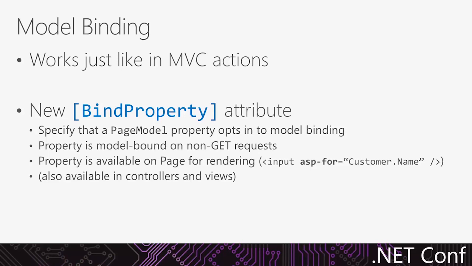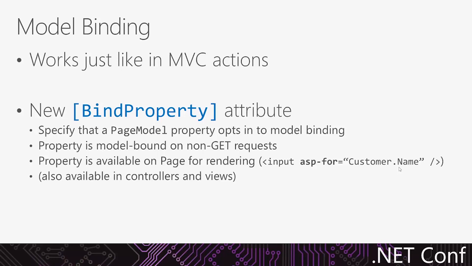Now, one of the reasons why this is handy is that this property is available on the GET request, even though it's not using model binding. And that means that your page can use it for rendering. So you can see in the slide here, I have an input asp-for customer.name shown here. That is using a property on the page called customer, and I can use the asp-for tag helper to create the input that corresponds to customer.name.